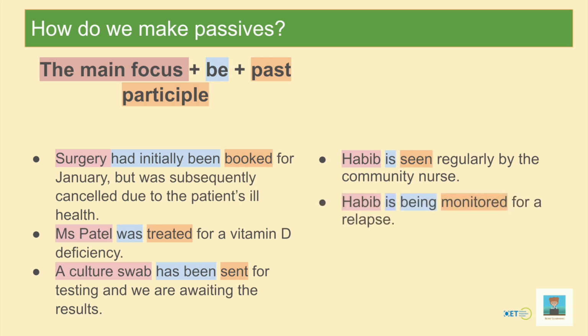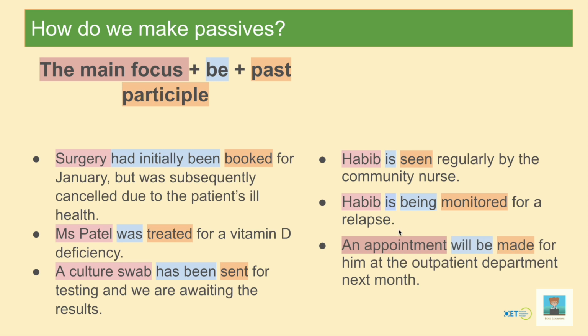It's much more common to use a present continuous passive idea, so something that's temporary, that's happening right now rather than regularly. Habib is being monitored for a relapse. And in the future, an appointment will be made for him at the outpatients department next month. Okay, so that's how we form the passive in 3 parts, and we can change the be to whatever we want to say, past, present or future.